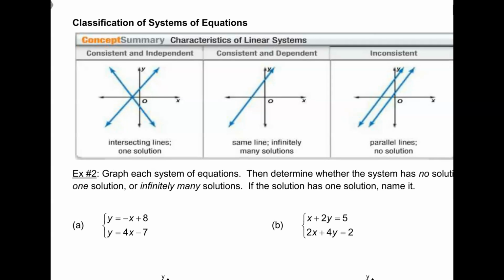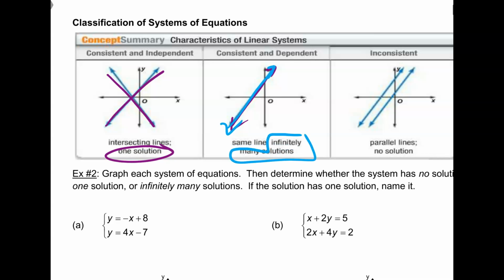Okay, this is what I was talking about earlier. Linear systems, this has one solution. Here, this is infinitely many solutions because it's the same line, but it's overlapped. And notice it says infinitely many solutions. Versus, if they are parallel, they will never touch, there's no solution.